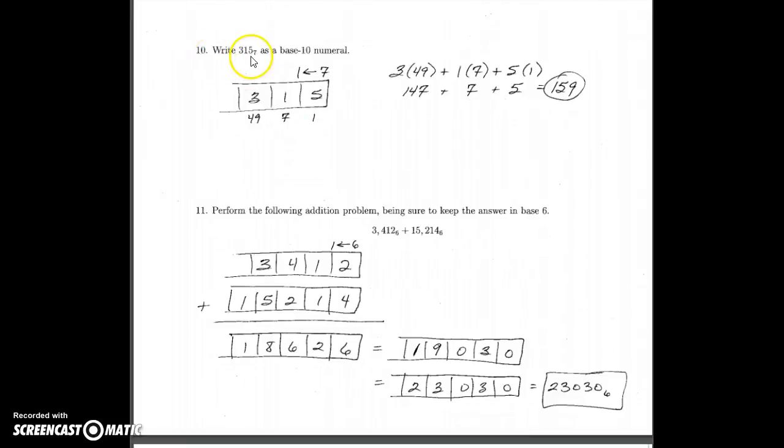10, so 3, 1, 5, 7 as a base 10 numeral. So we write it in the exploding dots. We know what each place here is worth. This one's worth 1. Every dot here is worth 7. Every dot in this box is worth 49. 7 to the 3rd power, 7 to the 4th power, so on. So we have 3 of these 49s, 1 of the 7s, and 5 of these 1s. Add them all up to get 159.